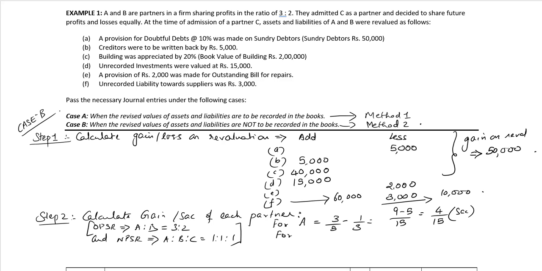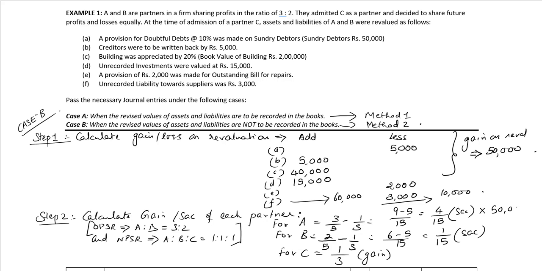For partner B, we have a 2 divided by 5 old share minus 1/3 new share. We have a positive 1 divided by 15. B also sacrifices. For C, it's a gain of 1 divided by 3. So we'll multiply each of these amounts into the gain on reval.